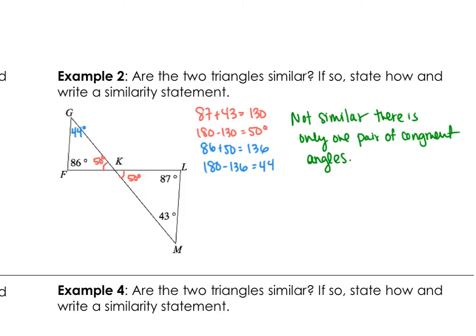So the work I need to see for this type of problem is the work that shows me that you solve for the missing angles, and then you need to write that they're not similar, but you need to say why. There's only one pair of congruent angles.